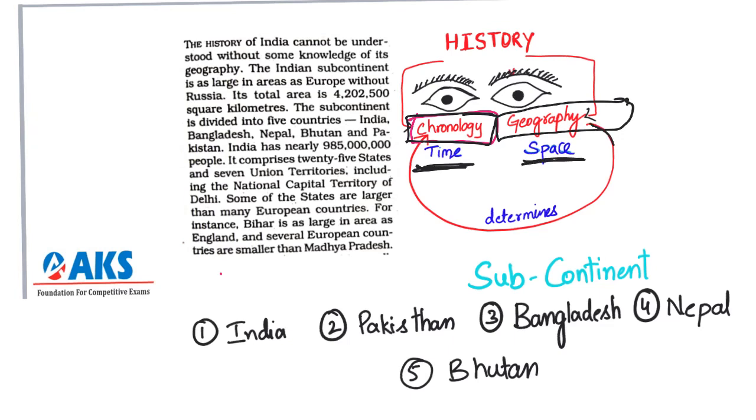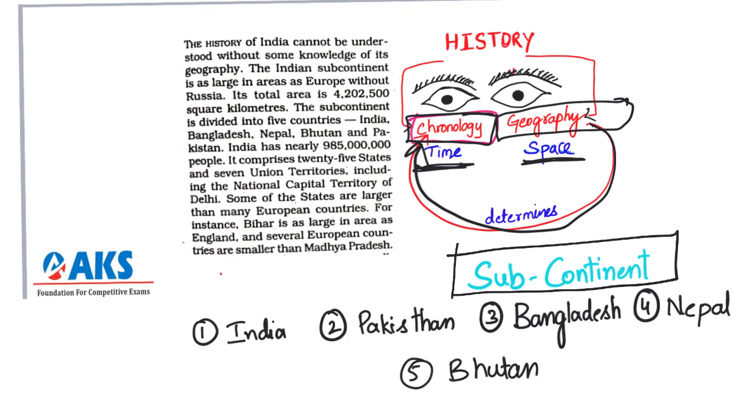So it is the geography which determines this time as well as the chronology of the history. So coming to the important term that we have to learn here is what do you mean by subcontinent, that is Indian subcontinent that we have mentioned. Remember, Indian subcontinent involves 5 countries, namely India, Pakistan, Bangladesh, Nepal as well as Bhutan.